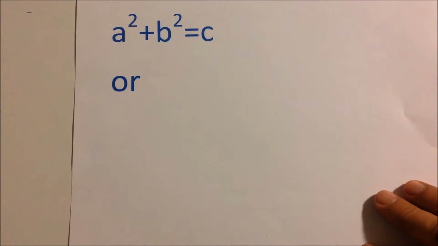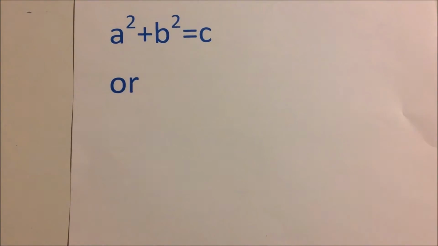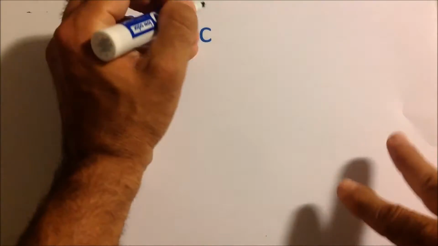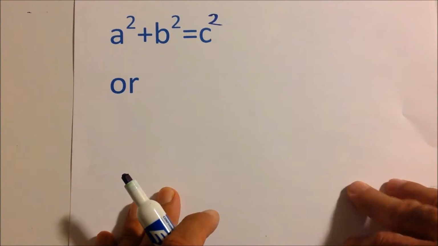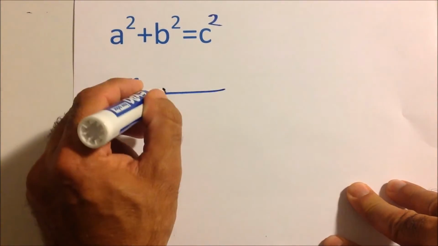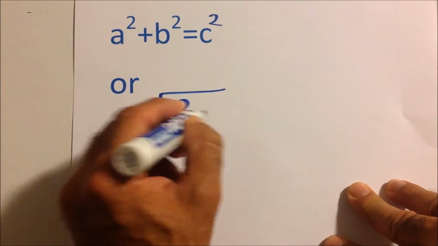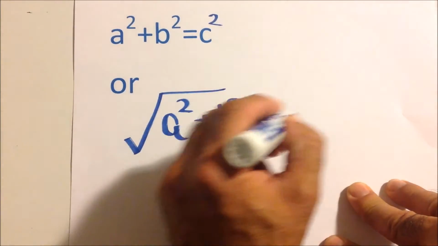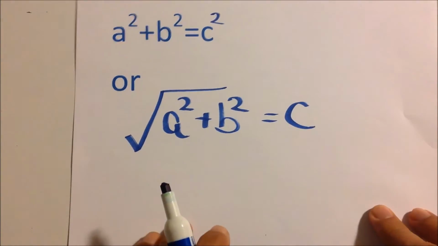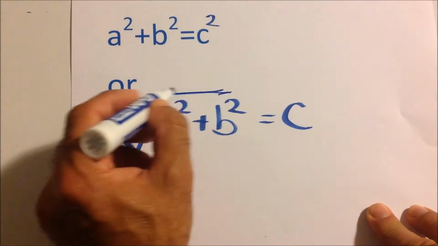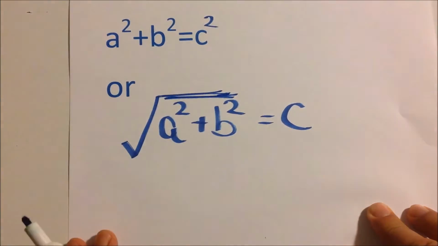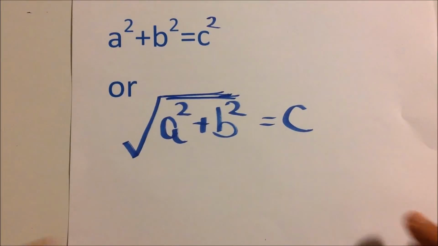So let's just review the Pythagorean theorem. a squared plus b squared equals c squared. And there was another formula, the same formula, but another way of doing it. If you remember, we did the square root: the square root of a squared plus b squared equals c. So use whichever one you're more comfortable with. A lot of students think this one's easier, but it's up to you.